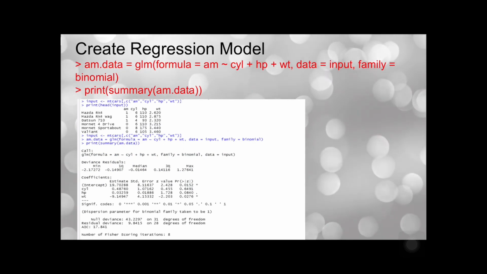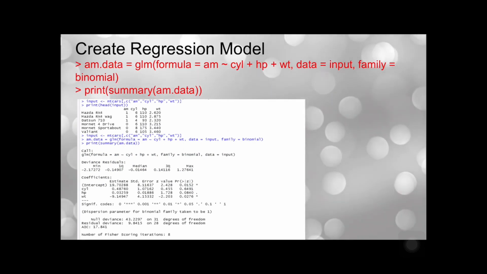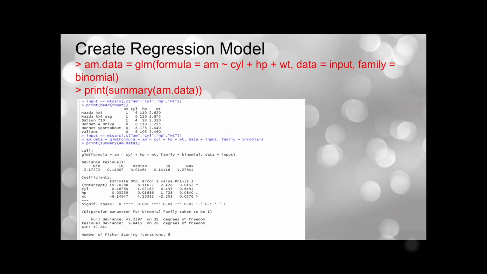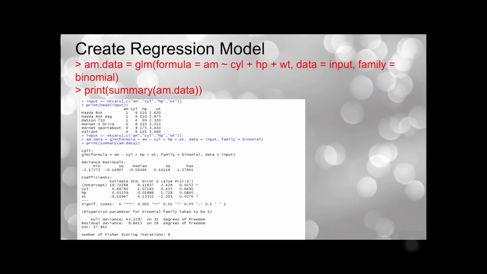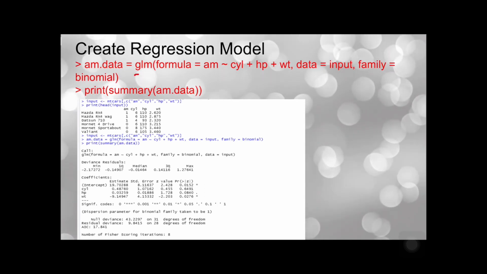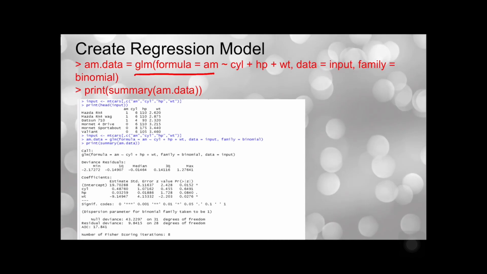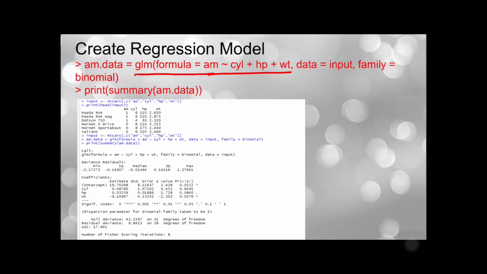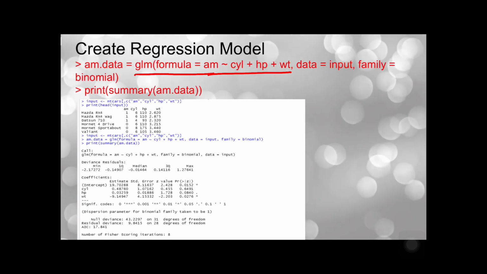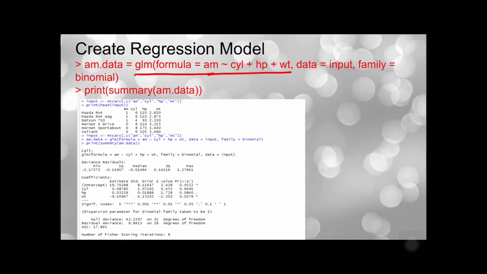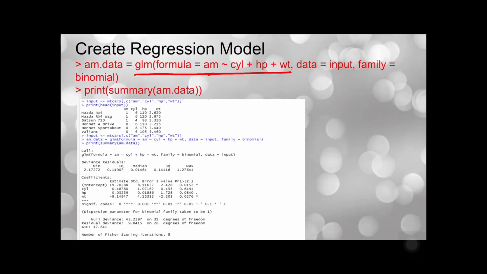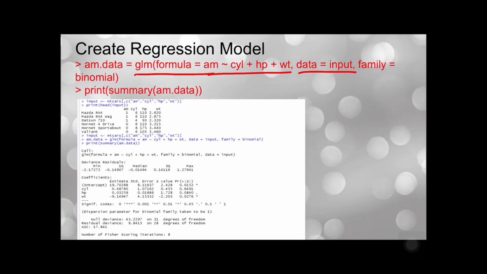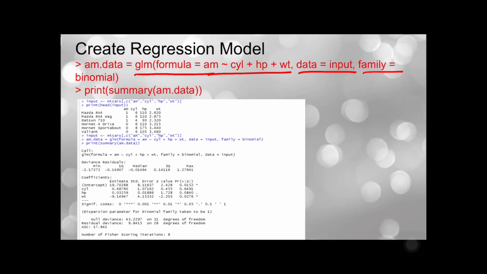Now how to create the regression model? So we use the binary function, that is am.data, and then we use the function glm in brackets formula. So the formula is am over the remaining 3 variables, that is cylinder, horsepower, and weight. Data is equal to input, and as I mentioned earlier, family is equal to binomial.